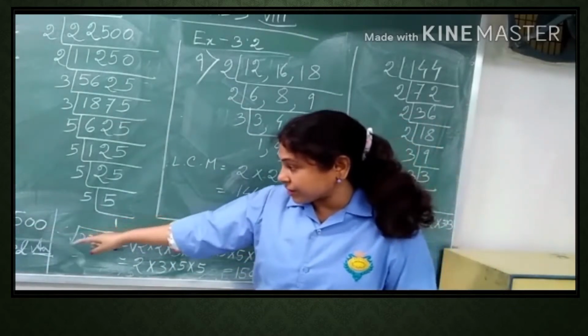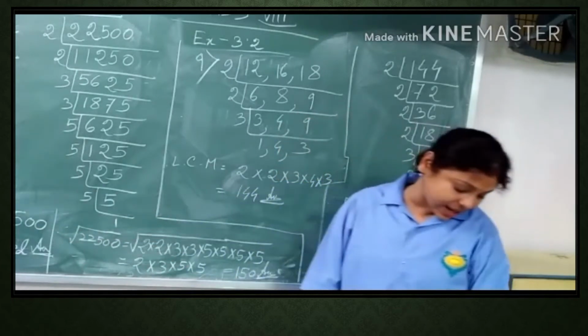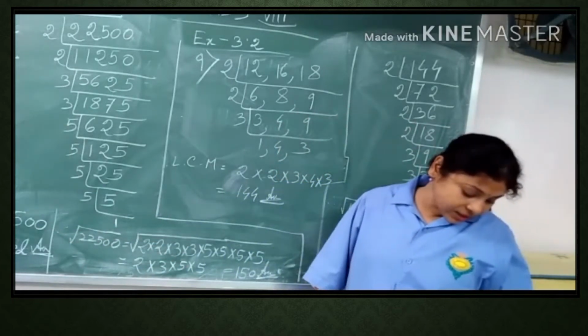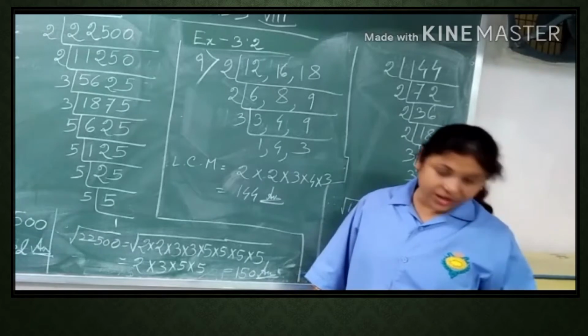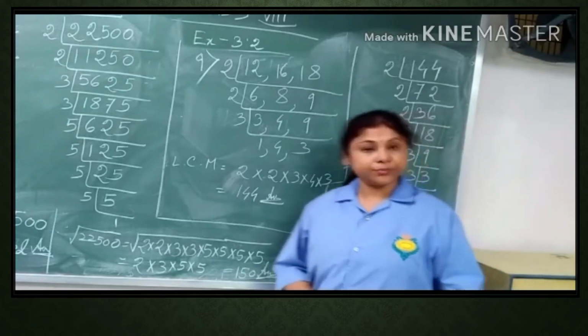By 1500 is to be multiplied, and the second answer will be the square root of the number obtained is 12. Okay.